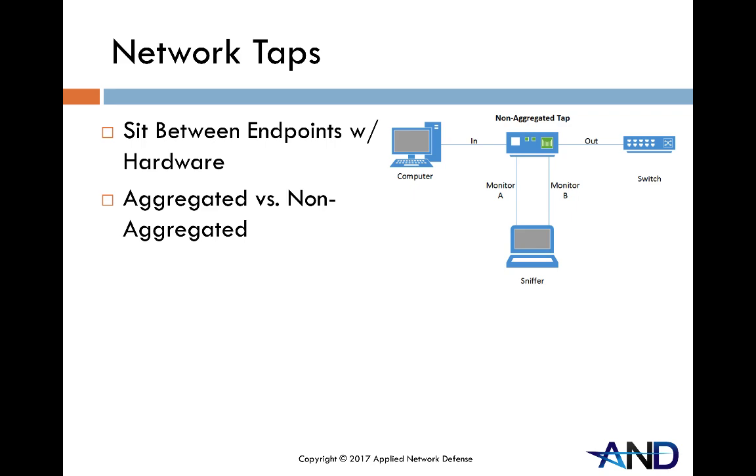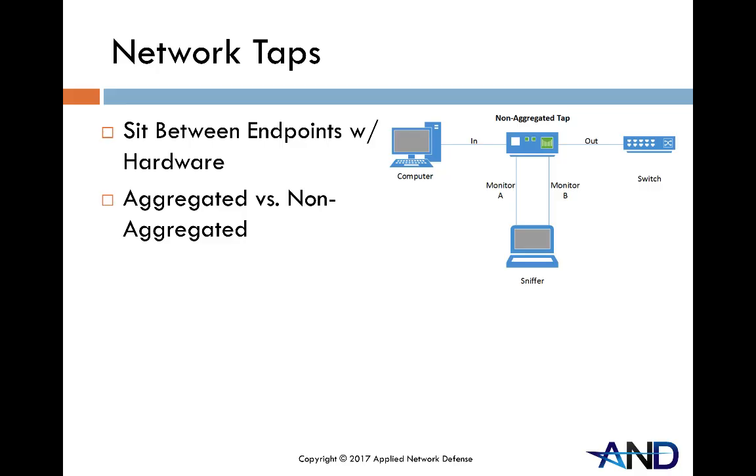Now, in this case, the computer, whereas it did go directly to the switch, is now going into the tap. We see that marked there with the N line. And then from the tap, we go out to the switch. So the tap's in the middle there. And from that, we have two different monitor ports available. We call them monitor A and monitor B here. A non-aggregated tap separates the streams it observes into inbound and outbound traffic. It doesn't aggregate those streams into one port. That's what we mean when we say non-aggregated: there's an inbound and an outbound port.